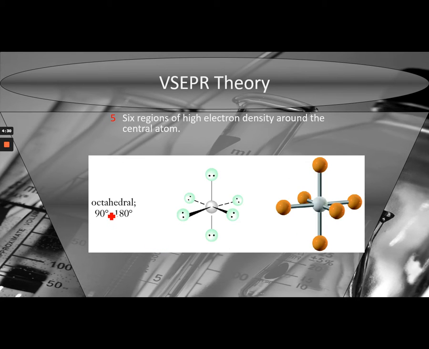And 6 makes octahedral. Again, you have these 90s, which are between these 2 atoms. You can see that 90-degree angle there. And then in between, we have those 180s. Okay, and there's a 180, there's a 180, and a 180. And then there are variations of each of those.